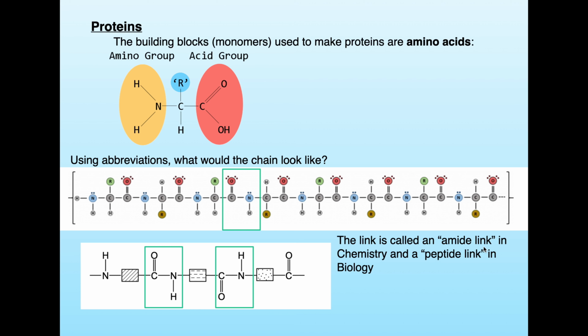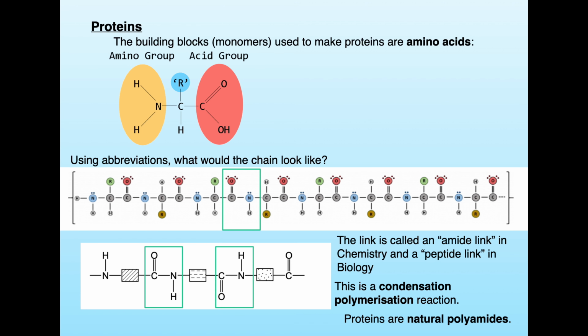So a protein would be a polyamide. But in biology, you call them peptide links. So it forms a polypeptide, doesn't it? This is condensation polymerization because every time the end of one molecule meets the end of the next, a water molecule is condensed. These are natural polyamides.